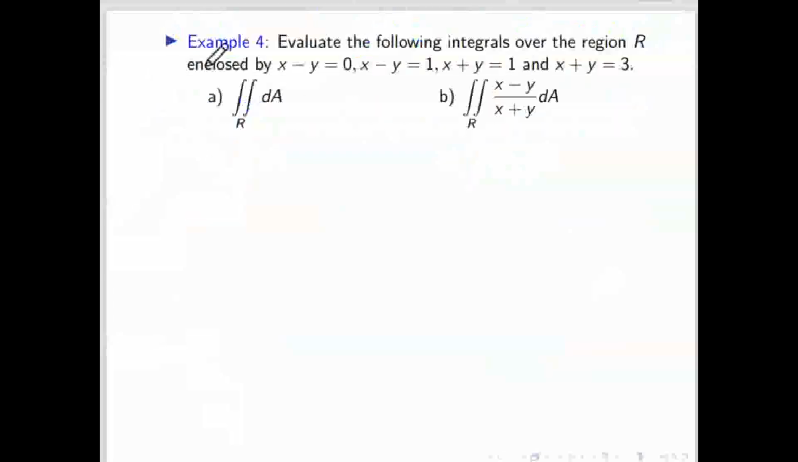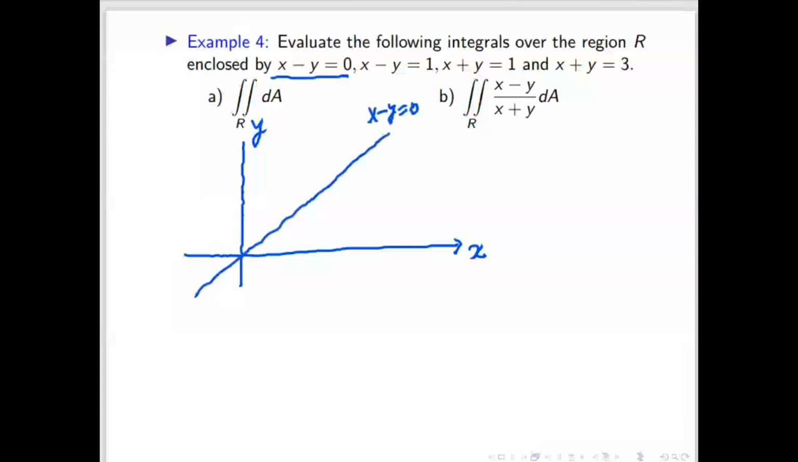So the question is to find the area of this region. First I will draw this picture. What is the actual area? This is the x-axis, this is the y-axis. The first line is x minus y equal to 0, that means the line y equal to x.